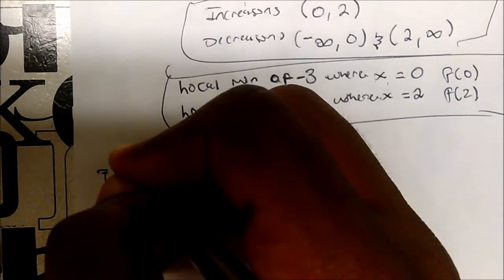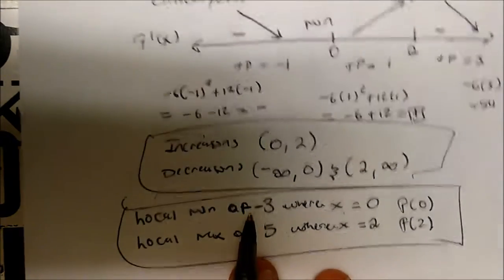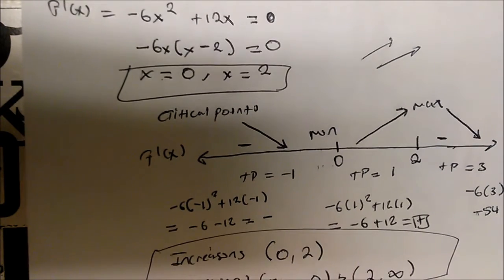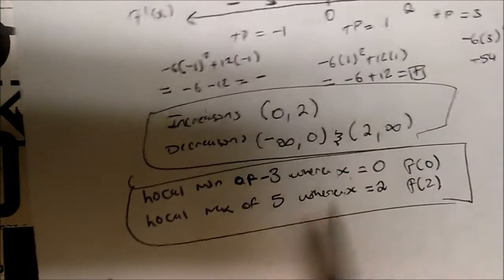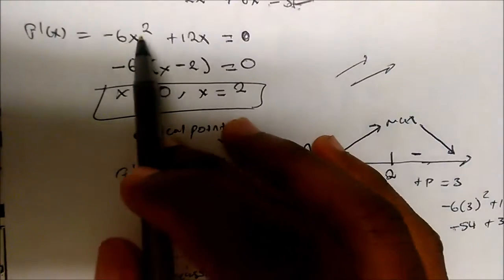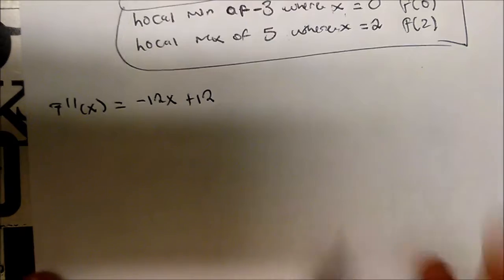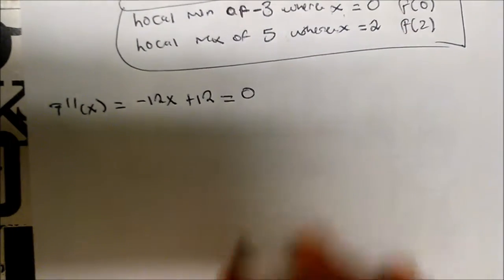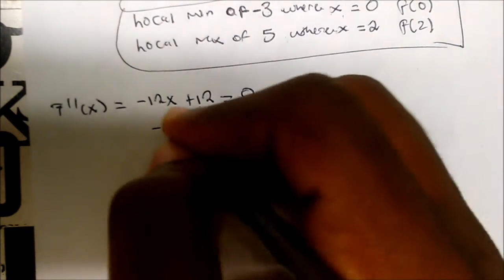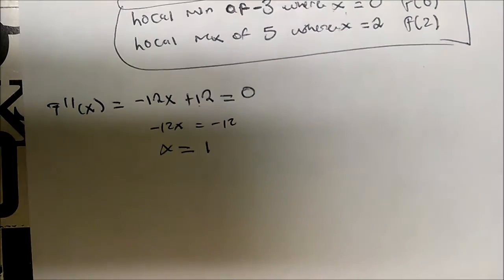Now the second derivative study: all you're doing is taking the derivative of the first derivative. So we're taking the derivative of -6x squared plus 12x, and that will be equal to -12x plus 12. This will be your second derivative. We set this equal to 0 and solve for x. We could move our 12 over, so -12x is equal to -12. Divide by -12, and we get x is equal to 1.